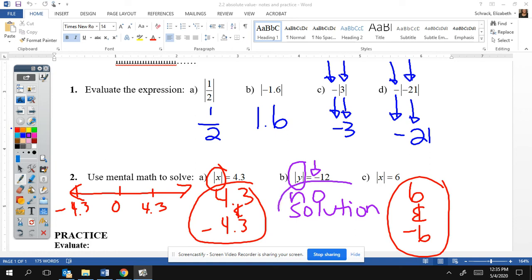If you don't want to write the words no solution, in math there's also a symbol. It's a 0 with a line through it. That symbol also means no solution.